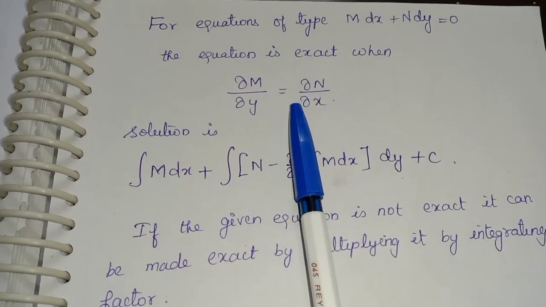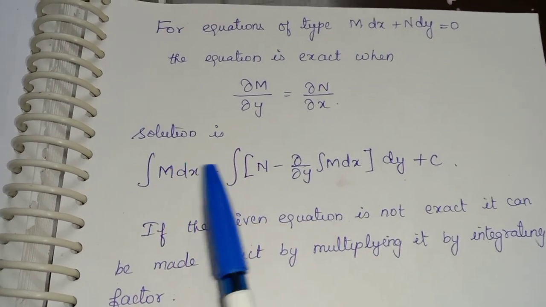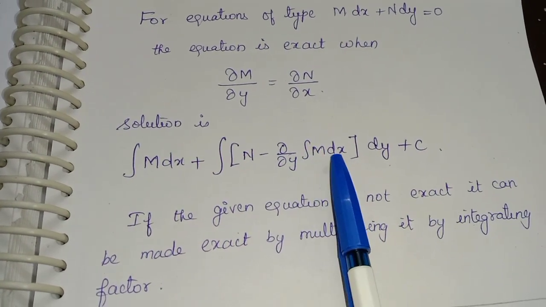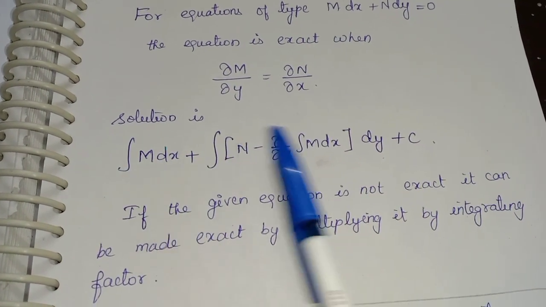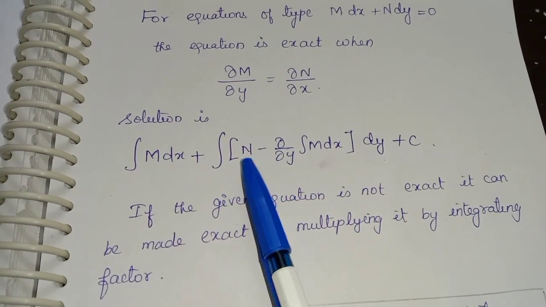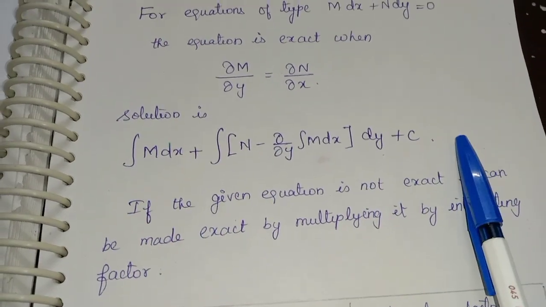If the equation is exact, then directly we can write the solution as integral m dx plus integral of n minus dou by dou y of integral m dx. This is nothing but this term. You take this term, differentiate with respect to y and subtract it from n, and then integrate with respect to y, plus c. So this is the final solution.